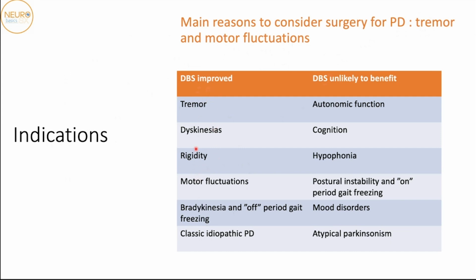Now, the following symptoms have been found to improve following DBS. There are three important symptoms: tremor, rigidity, and also bradykinesia. Apart from that, dyskinesias can improve following GPi DBS. Motor fluctuations will improve, as will off-period gait freezing. And as we have discussed, classic idiopathic PD will improve, but atypical Parkinsonism will not improve. On-period gait freezing will not improve. On-period gait freezing usually happens because of dopamine-induced effects, and that is why this will not improve with DBS. Apart from that, autonomic function, cognition, hypophonia, postural instability, and mood disorders will not improve following DBS.